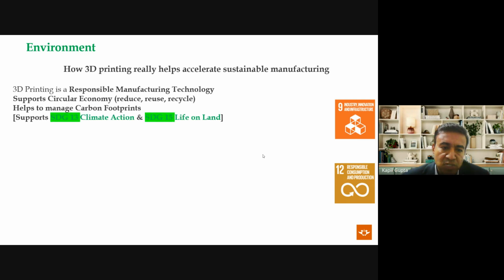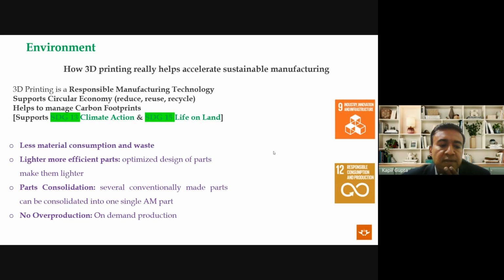So here, responsible manufacturing technology, it can be called, because it's additive manufacturing, not subtractive, where you can save a lot of material, wastage of material, and easily support circular economy principle. So these are the supports towards goal number 13, that is climate action, and SDG 15, life on land, because you are saving the carbon emissions. You are saving the emission of a particular amount of equivalent of CO2. So carbon credit requirements are being fulfilled by this 3D printing technology. So these are the interventions towards supporting the environment.